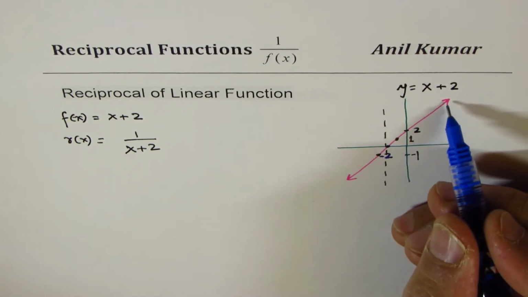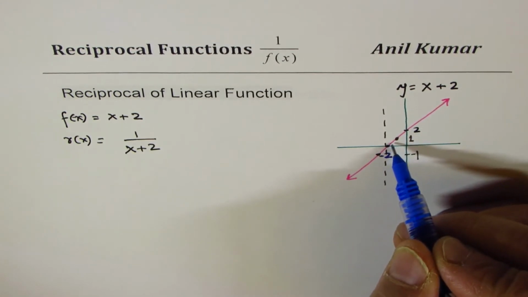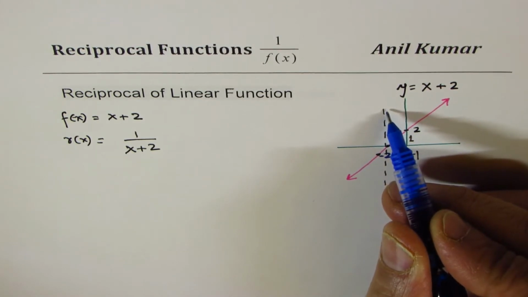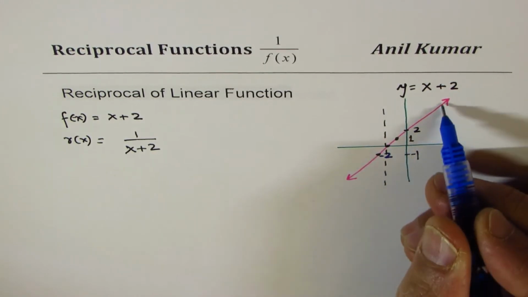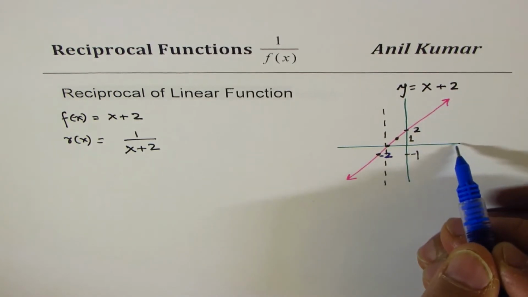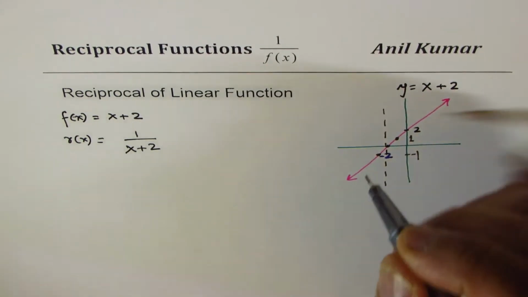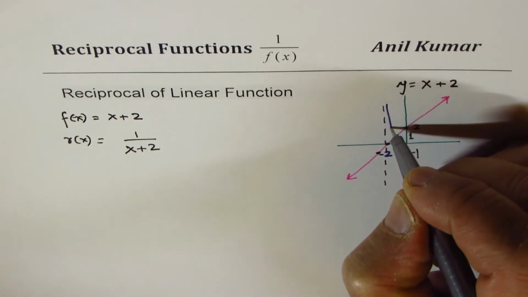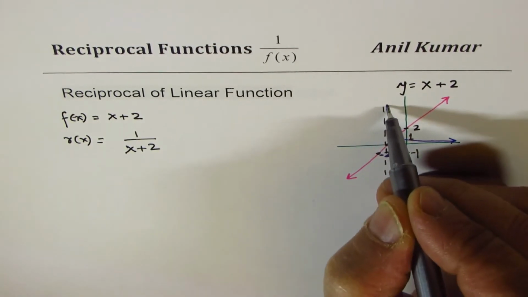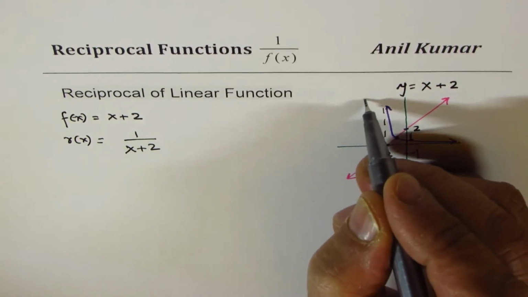Since the graph of the function is approaching 0 from the positive side, the graph of the reciprocal will approach infinity on the positive side, right? And here, since the graph is approaching infinity, the reciprocal will approach 0 from the positive side. So I could draw this graph, kind of a 1 over x graph. Do you see that? So that is how we are going to get the graph of the reciprocal function r of x.